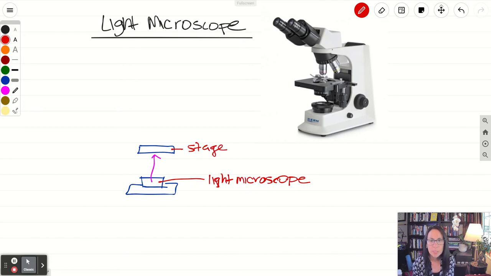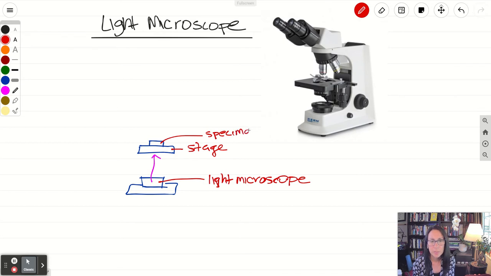And in our picture here, you can see the stages right here. Okay, so it's just like a platform. And what you put on the stage is a slide with a specimen on it. So I'm just going to draw it like this. So here is the specimen. Okay, normally you put it on a slide. The slide is made out of glass usually. So I'm going to put specimen. And what that means is it's what you're looking at.